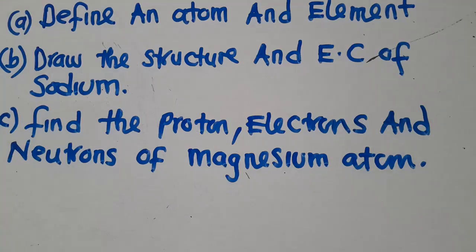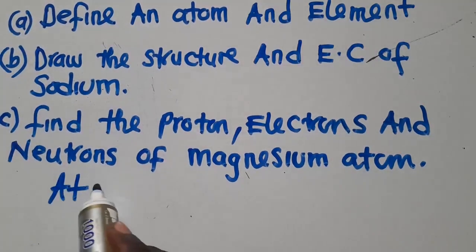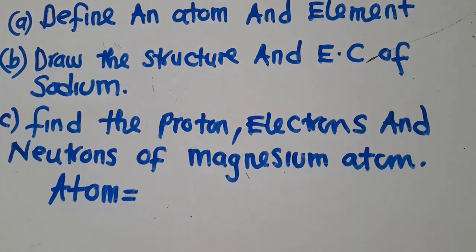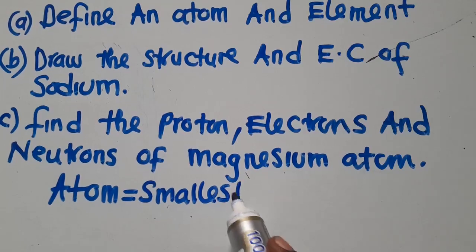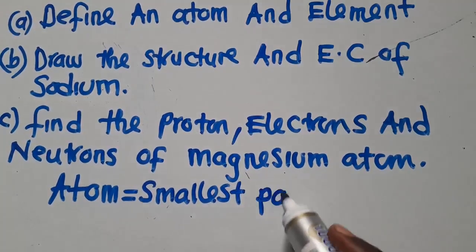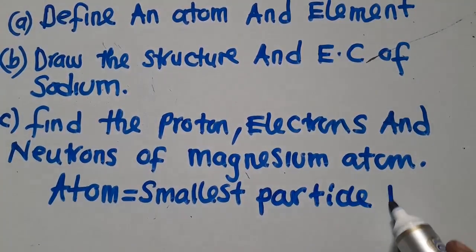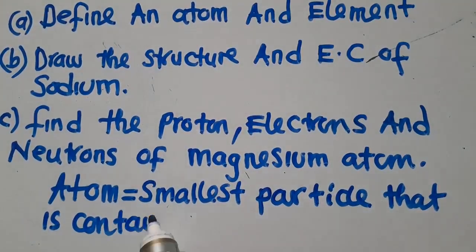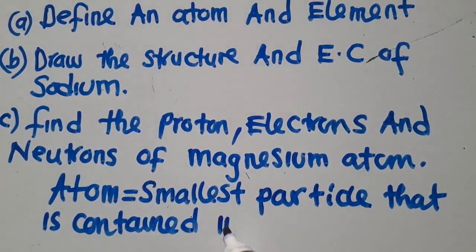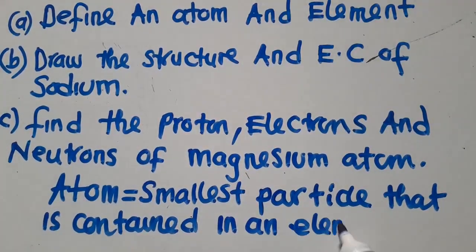So they want us to give two definitions here. They want us to give the definition of an atom. So what is an atom? This is a simple definition that you need to know. An atom is the smallest particle that is contained in an element. This is the definition of an atom.